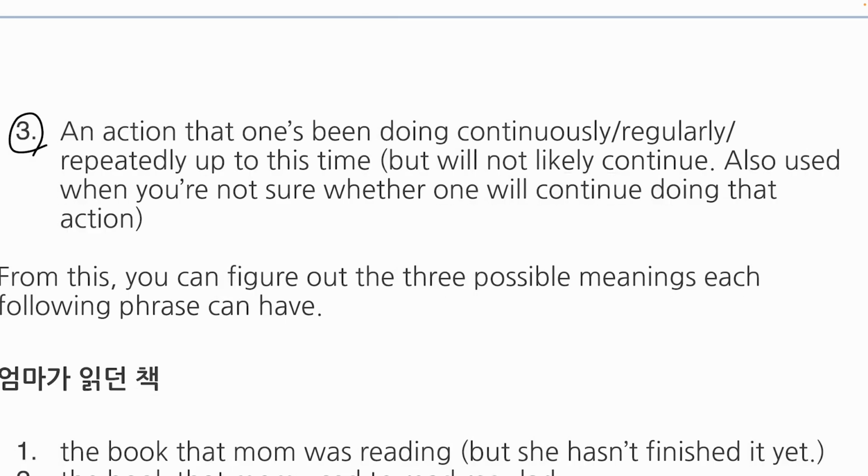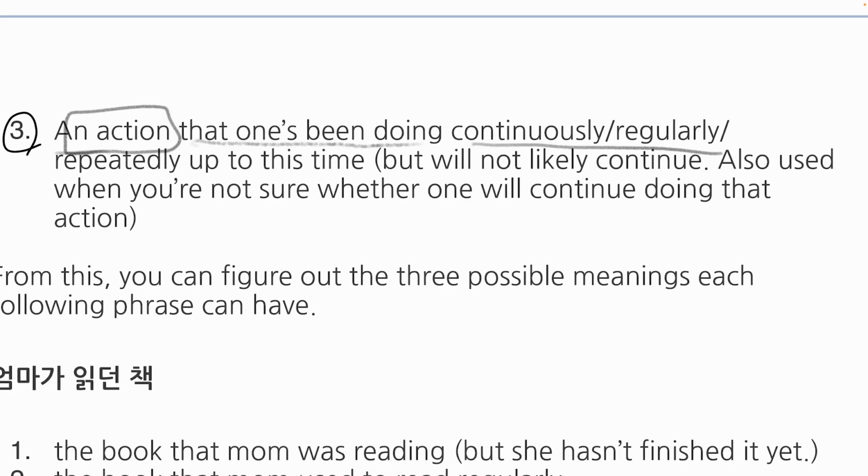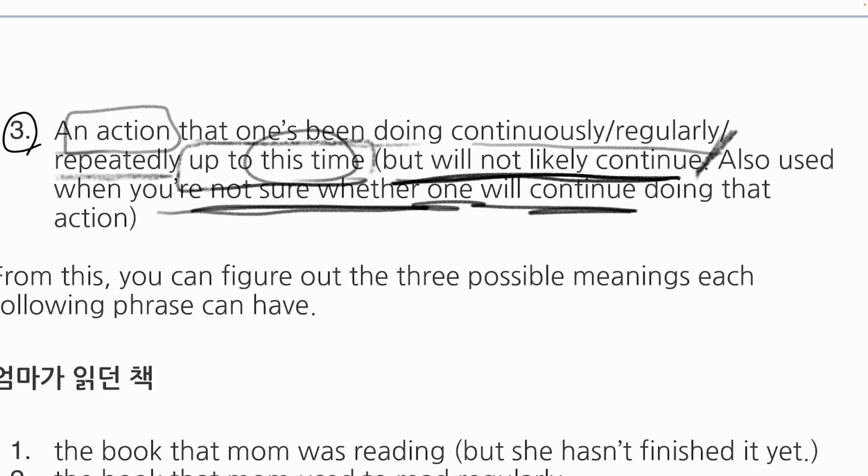And the third usage 던 has is that it's used for actions that one has been doing on a continuous, regular basis up to this time or up to the last time you saw or up to the last time you remember. But the point here is that it's usually used for actions that will not likely continue moving forward. It's also used for actions that you're not sure whether someone will continue doing that on a regular basis. If you're sure that it will likely continue, then as we learned in the example sentence above, you can use the present tense modifier form.